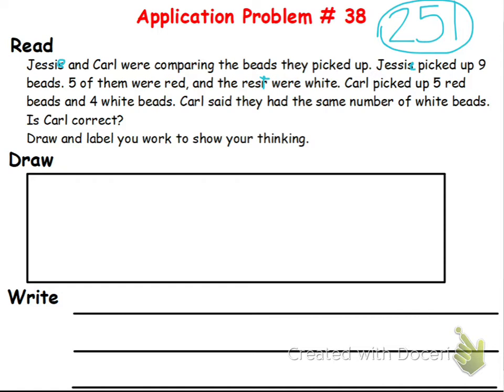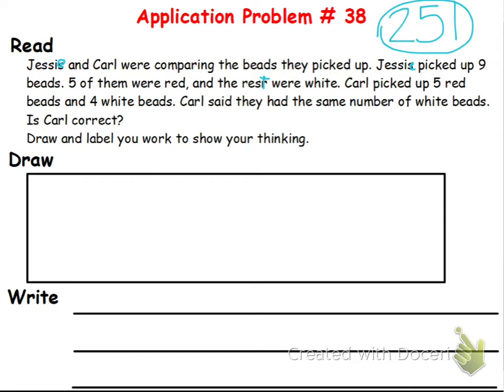I'm going to read it again. Guys, remember, make your math movie in your brain about what's going on. So Jesse and Carl were comparing beads they picked up. So we're comparing the beads that they picked up. Jesse picked up 9 beads. 5 of them were red, the rest were white. Carl picked up 5 red beads and 4 white beads. Carl said that they had the same number of white beads. Is Carl correct? Alright, well, let's see. So we're comparing Jesse and Carl.